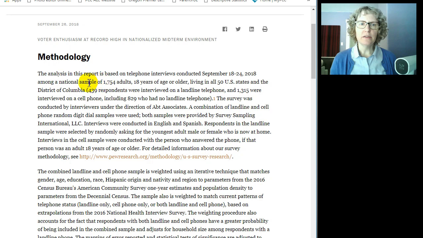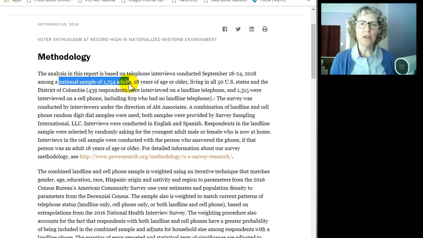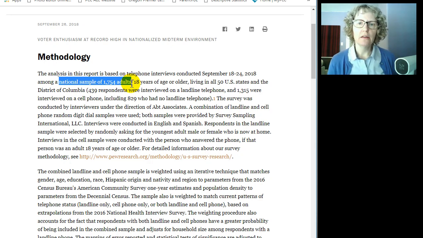This says it's a national sample of 1,754 adults. And then they'll tell us a lot more about the sample too. So I'm going to write that down as my sample size: 1,754. It tells us how many were interviewed on a landline, a cell phone, including people who have a cell phone but no landline.